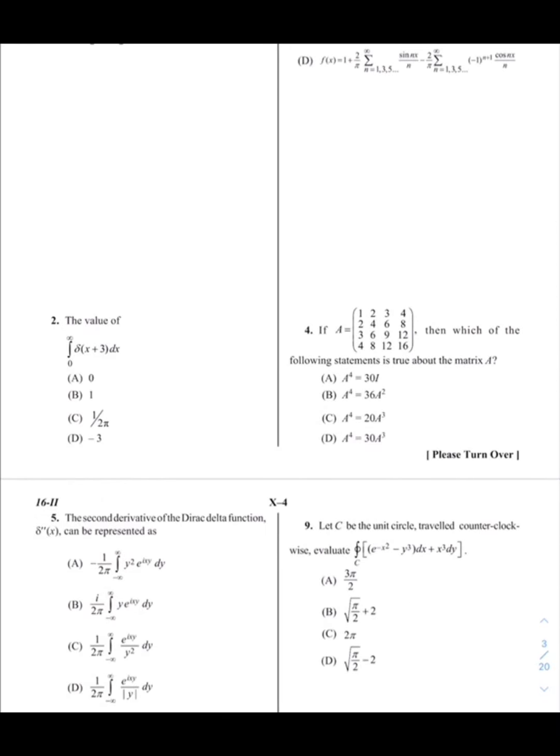In the second problem, we have to find the value of this integral. The delta function is equal to 1 when the argument of this is equal to 0, that is when x is equal to minus 3, but minus 3 does not lie in the limit of this integral, which is from 0 to infinity. So in this limit, the delta function will always be 0, so the integral would be 0. Hence this is our correct answer.